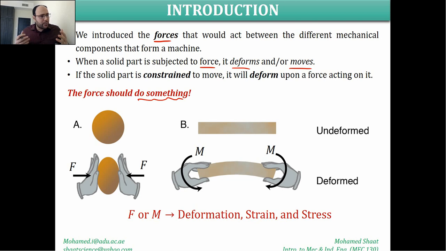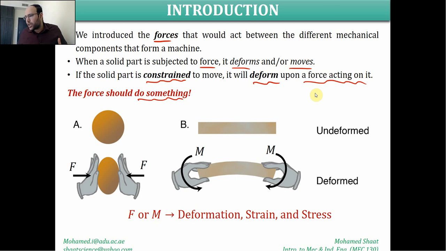Like if you have a box and you try to push this box, it is going to move. This is one of the responses of this object to the applied force, one of the results of the force. You apply a force on this object, so it would either deform or move or do both. Either just deformation or just motion, or both deformation and motion, and we are going to explain this in detail. If the object is constrained from moving, it will deform upon a force acting on it.